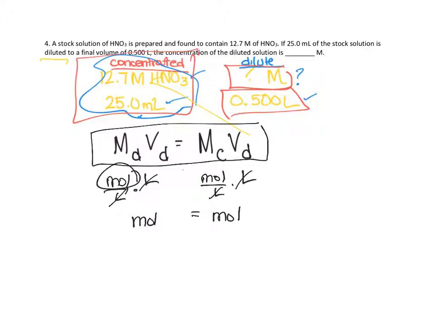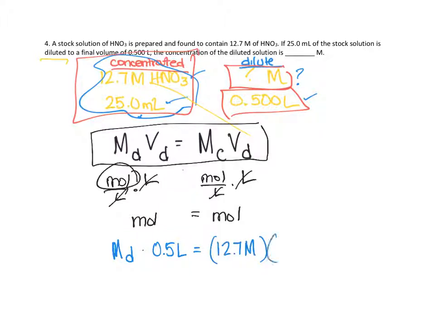actually works quite well because, as we said, when you're diluting something, all you're doing is increasing the amount of solvent, changing the volume of the solution by adding solvent. Your number of moles always stays the same. So if we apply this shortcut, check it out. My molarity diluted in this problem, I don't know. My volume diluted is 0.5 liters. My molarity concentrated was 12.7.